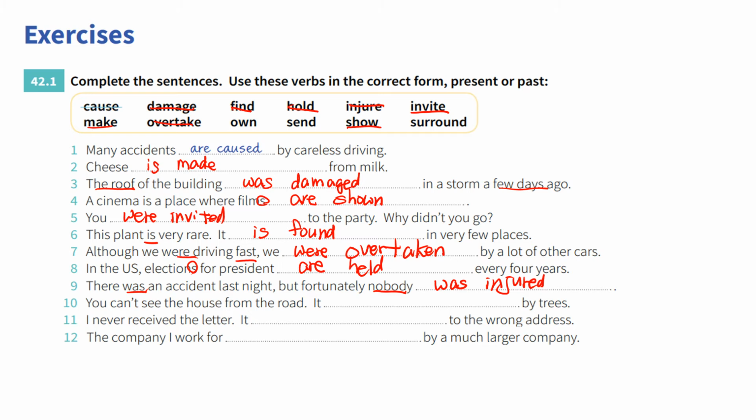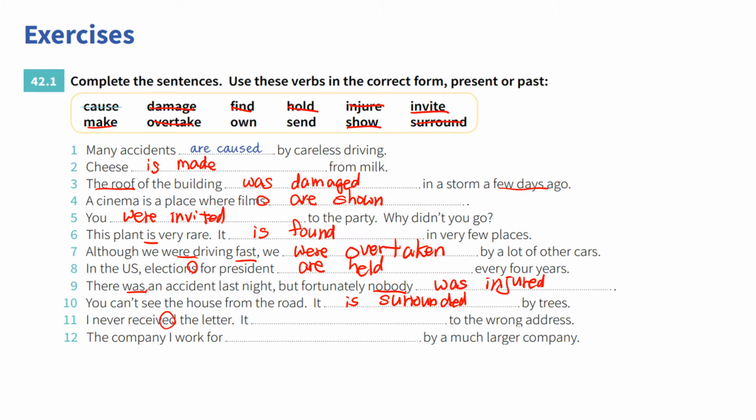Number 10, you can't see the house from the road. You cannot see it. So this is present. It is. House is singular. It is. Okay, it looks like surrounded, S-U-R-R-O-U-N-D-E-D. Surrounded by trees.